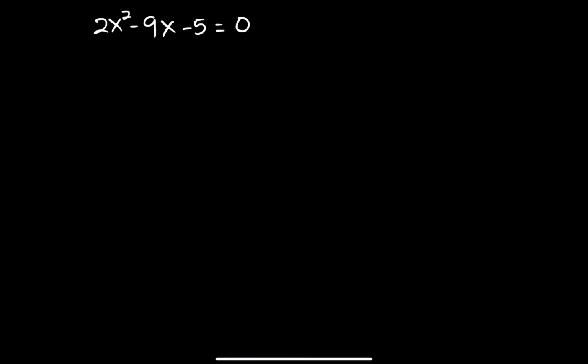Okay, now we're going to factorize this again using the AC method. So we do a times c, 2 times negative 5, that gives you negative 10. So what are the possible numbers that multiply to negative 10? Again, we have negative 1 times 10. We can also do 1 times negative 10. We can also do negative 2 times 5, and lastly 2 times negative 5. So all of these combos, they multiply to negative 10. Now we just add them up.